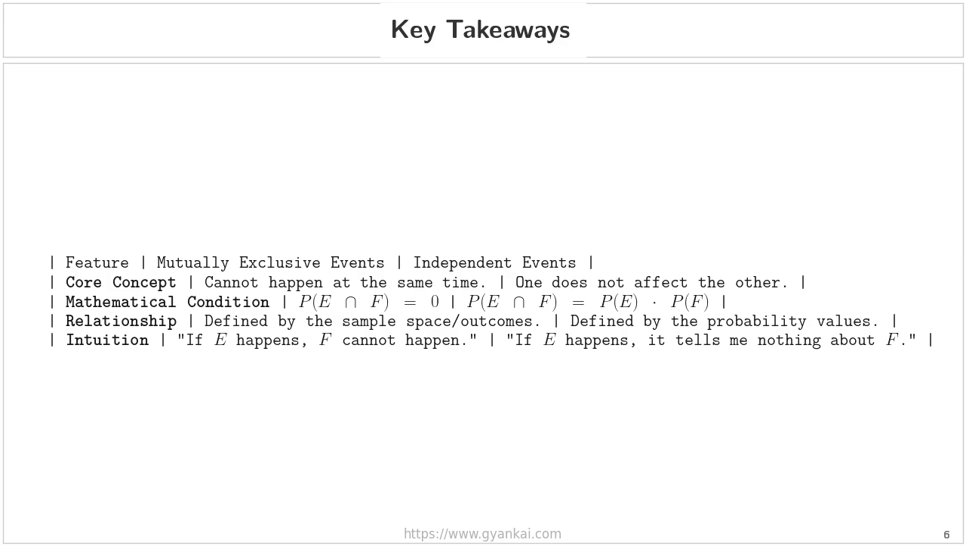If you can keep these 4 rows clear in your mind, you will avoid the common pitfalls we discussed earlier and master this topic. Great job following along today.